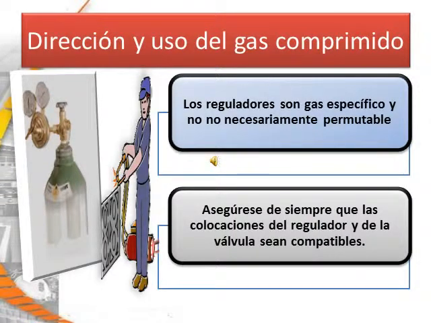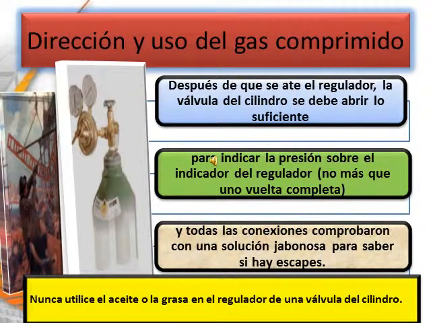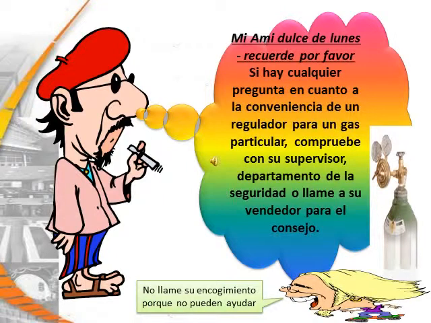Regulators are gas specific and not necessarily interchangeable. Always make sure that a regulator and valve fittings are compatible. After the regulator is attached, the cylinder valve should be opened just enough to indicate the pressure on the regulator gauge, usually no more than one full turn, and all the connections checked with a soap solution for leaks. Remember, if there's any question as to the suitability of the regulator for a particular gas, check with your supervisor, safety department, or call your vendor for advice.